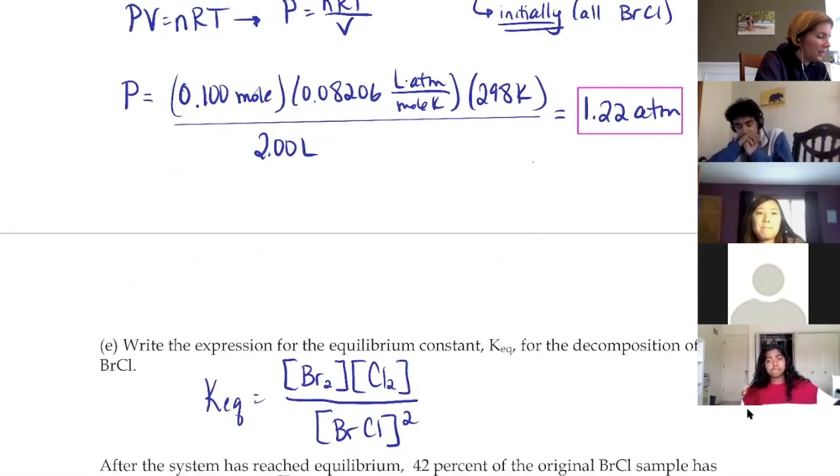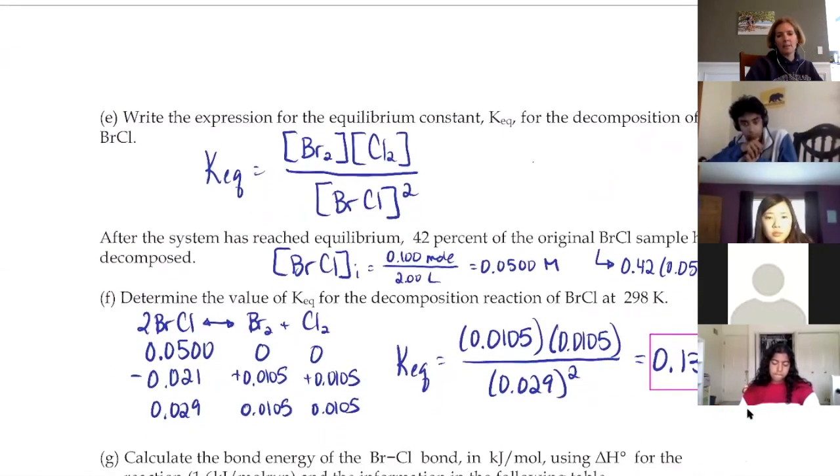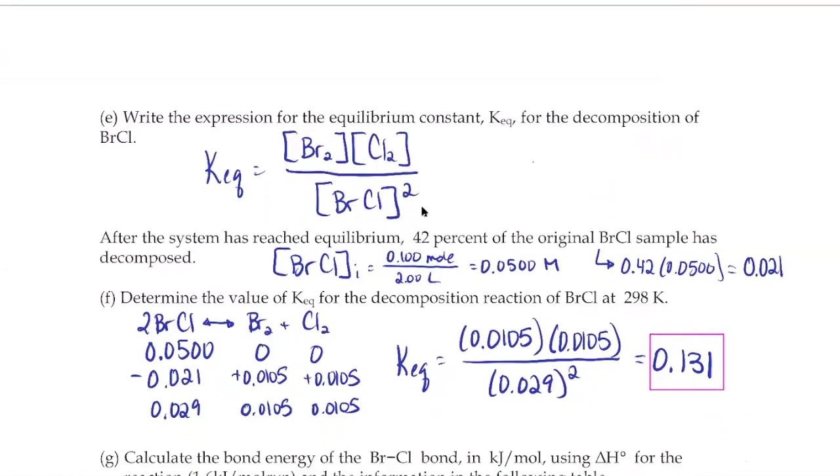So here's your E and F. Your equilibrium expression, we always do products over reactants. And remember that the coefficients in your balanced chemical equation turn into exponents when you're writing your equilibrium expressions. So if we want to know the value of that KEQ, we're going to set up an ICE table.